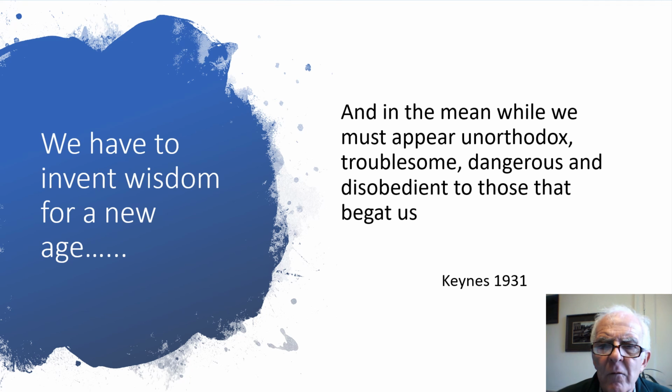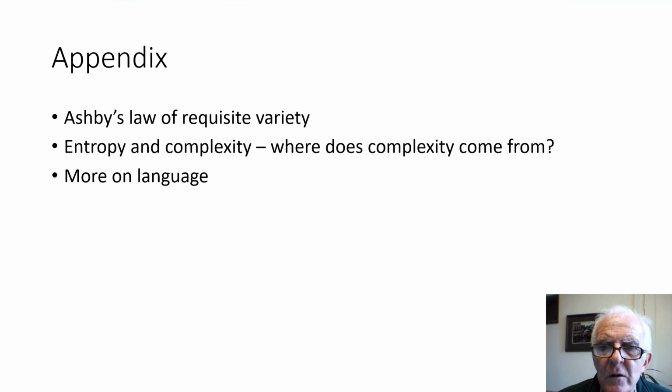So that's the end of my sort of formal presentation. I want to pick up on a few appendices. I want to say a little bit more about Ashby's law of requisite variety. I want to say a little bit more about entropy and complexity. And I want to say a little bit more about language.